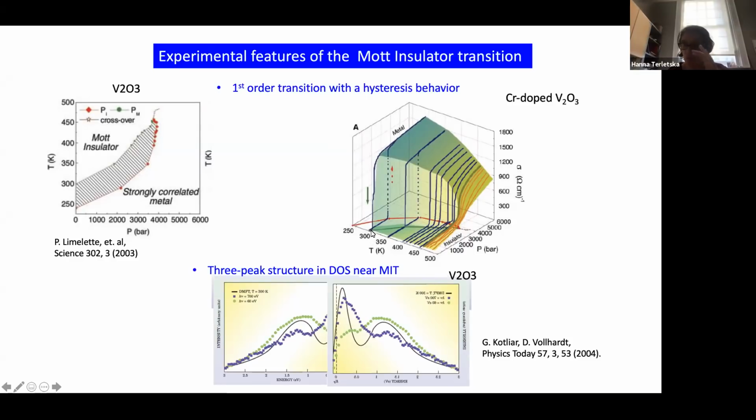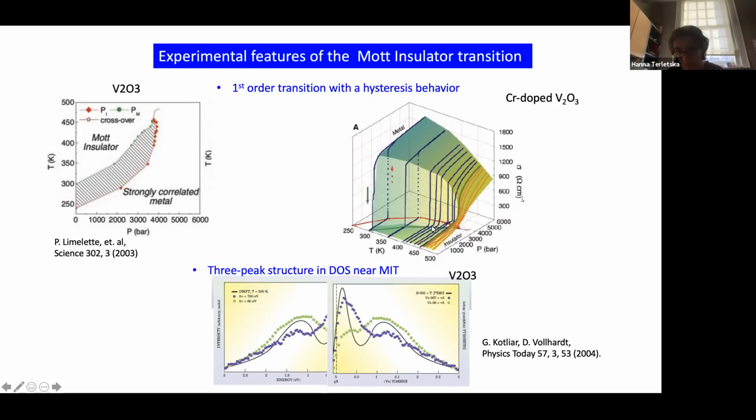These sharp, abrupt changes in the conductance or resistivity are characteristic features of a first order transition, but also hysteresis behavior is characteristic of this. If you now go back and increase pressure, you will see that you go from insulator to metal, and there is this coexistence region.